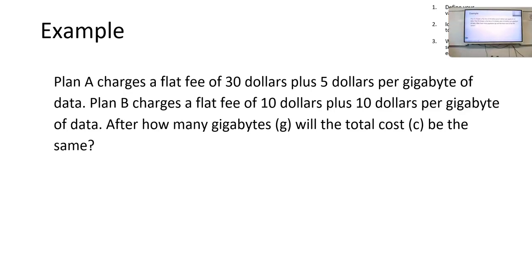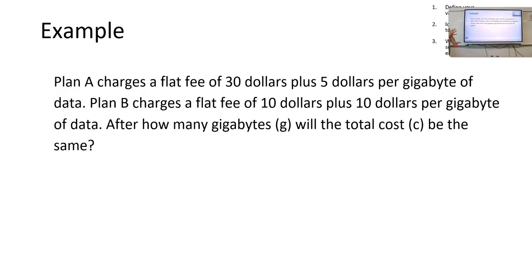Plan A charges a flat fee of $30 plus $5 per gigabyte of data. Okay, that sounds like an equation right there. But let's keep reading. Plan B charges a flat fee of $10 plus $10 per gigabyte of data. That sounds like another equation. After how many gigabytes, G, so this time they're actually giving me variables they want me to use, will the total cost C be the same?